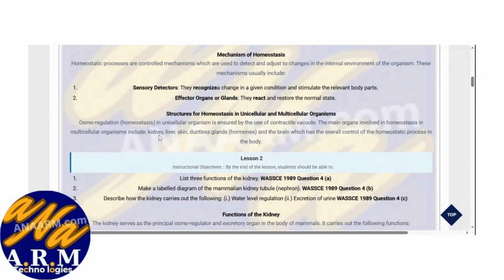Structures for homeostasis in unicellular and multicellular organisms. Osmoregulation. Homeostasis in unicellular organisms is ensured by the use of contractile vacuole. The main organs involved in homeostasis in multicellular organisms include kidney, liver, skin, ductless glands, hormones, and the brain, which has the overall control of the homeostatic process in the body.